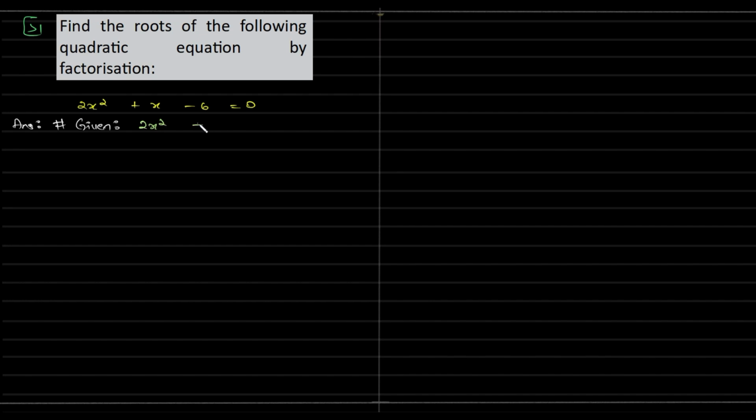So 2x squared plus 1x minus 6 is equal to 0. Next step is to split the middle term. So to do that, we are looking at a condition wherein we need two numbers to replace the middle term, which when multiplied should give me 2 into minus 6, very important, minus 12. And when added, should give me plus 1.